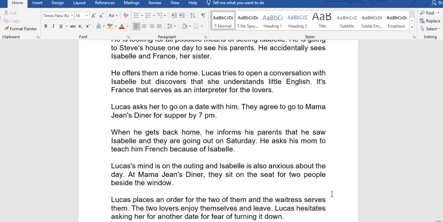Lucas asks her to go on a date with him. They agree to go to Mama Jean's diner for supper by 7 p.m. When he gets back home, he informs his parents that he saw Isabel and they are going out on Saturday. He asks his mom to teach him French because of Isabel.